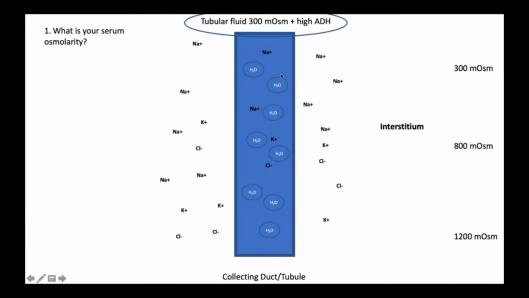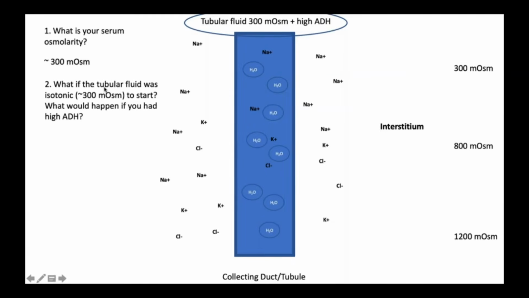So Deb, what is your serum osmolarity roughly? That's about 300. So Deb, what if the tubular fluid was isotonic to start? What if we started with tubular fluid that was 300? What would happen if you had high ADH? The interstitium is still hypertonic, but the tubular fluid is now isotonic to start. What would happen? There is no free water in the tubular fluid. There is no free water to get rid of.